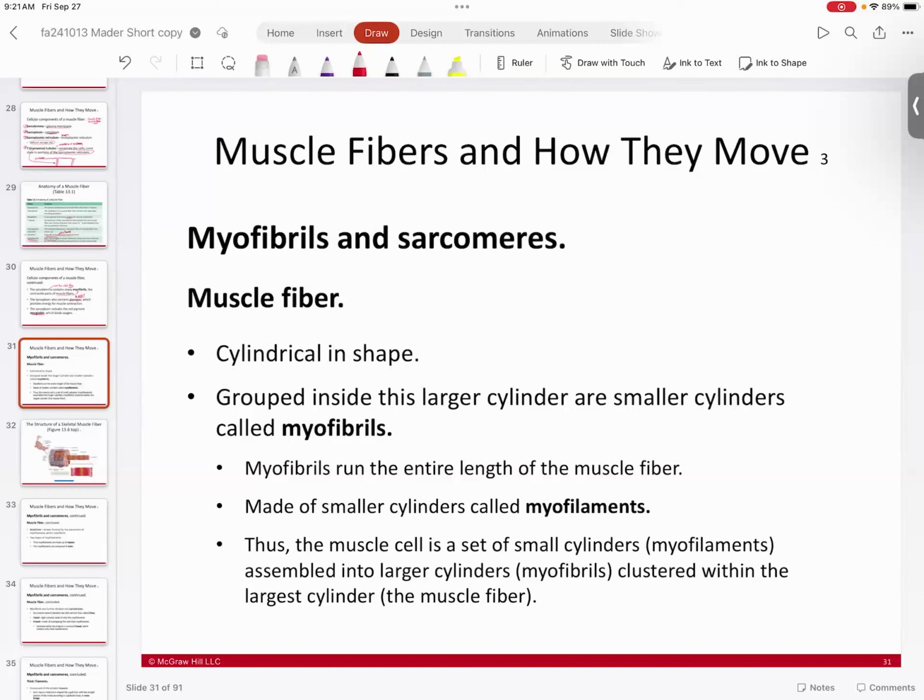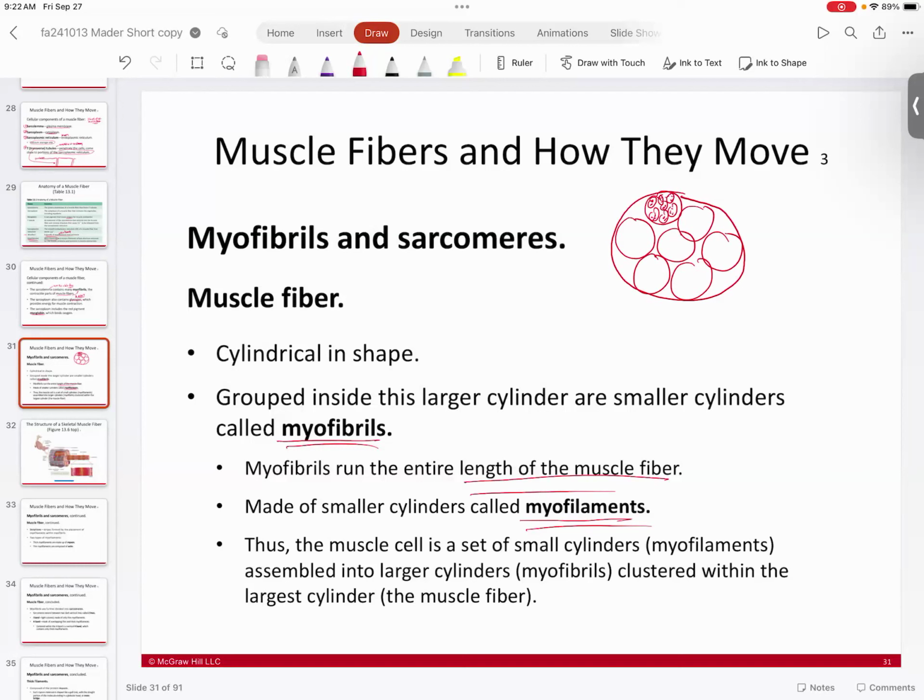Now, when you take a look at the muscle fiber, it's a cylindrical shape. And inside that large cylinder are smaller cylinders called the myofibrils. The myofibrils run the length of the muscle fiber, and they themselves are made of even smaller cylinders called the myofilaments. Thus, basically, a muscle cell is like a cable of cables, right? It's like a suspension bridge cable: if you cut the Golden Gate Bridge cable in cross-section, you'll see a large cable made out of smaller cables, and those are made out of smaller cables, and those are made out of smaller cables. So it's like a nested cabling system.